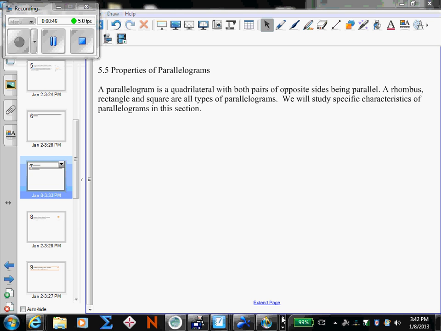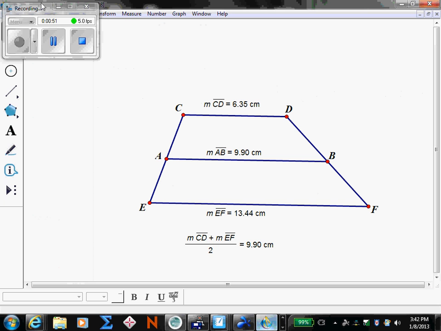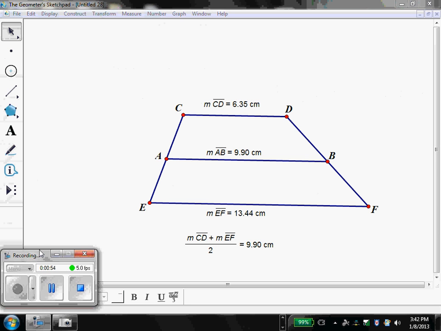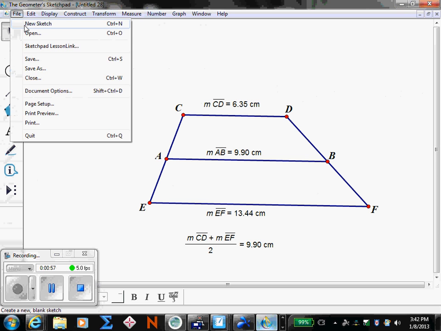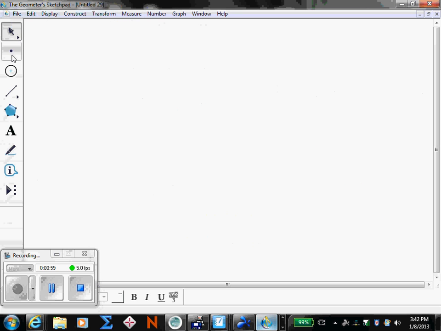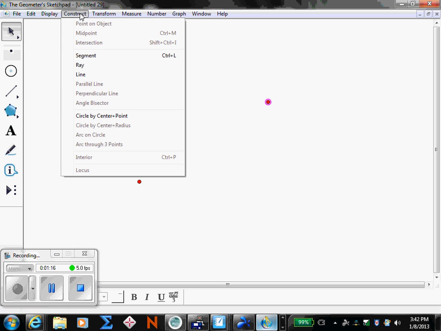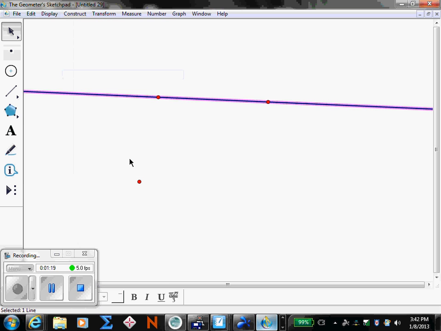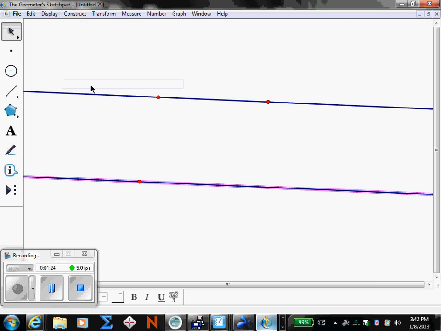So to start off, I'd like for you to open Sketchpad, and we are going to construct a parallelogram. We want to make sure both pairs of opposite sides are parallel. So I'm going to start with 3 points, and then I will construct a line, and then highlight that line and another point and say construct parallel line there.